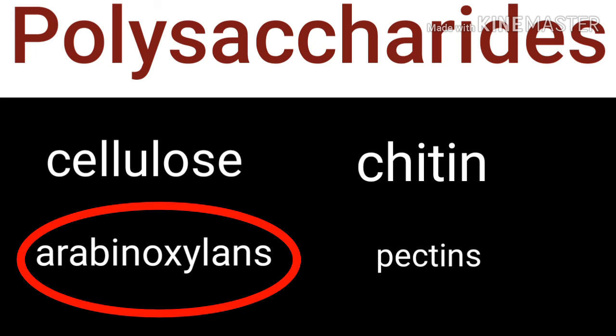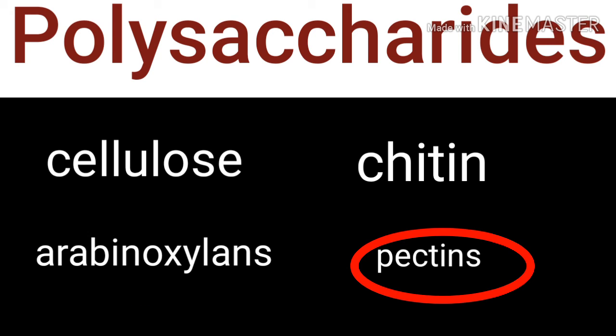Arabinoxylans are found in both the primary and secondary cell walls of plants and are copolymers of two sugars, arabinose and xylose. These arabinoxylans may also have beneficial effects on human health. The pectins. Pectins are a family of complex polysaccharides and they are present in most primary cell walls and in non-woody parts of terrestrial plants.